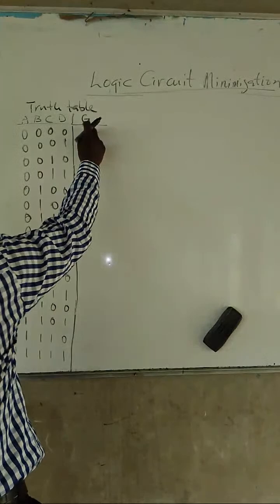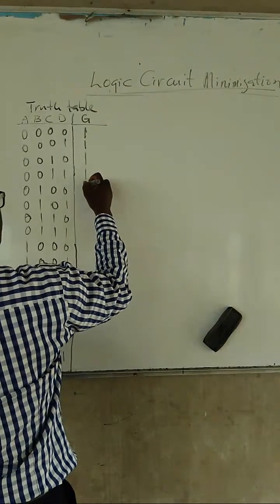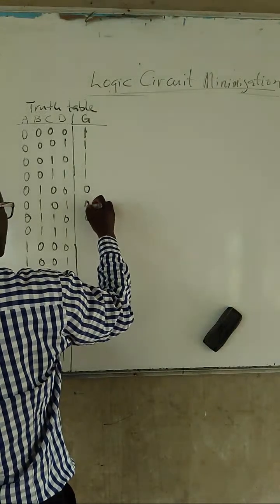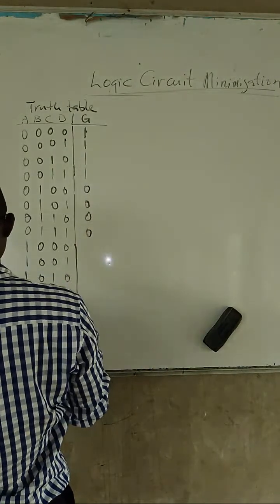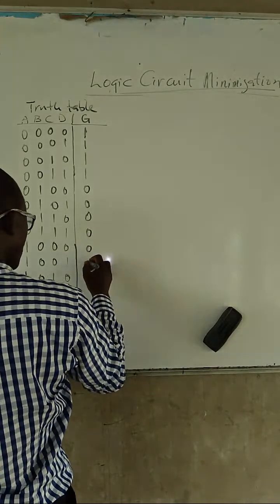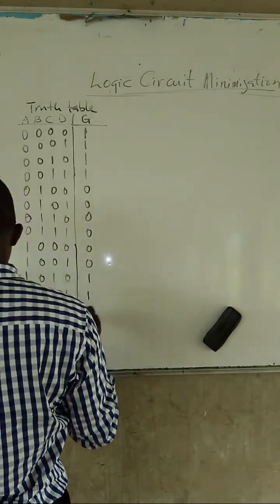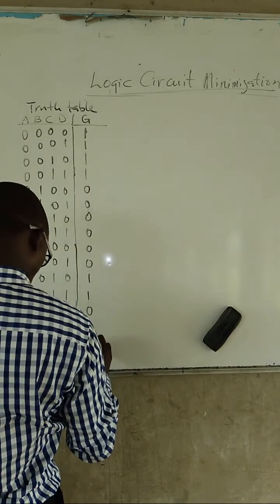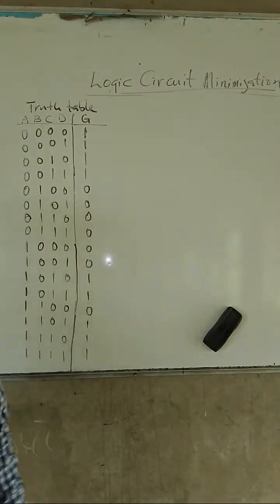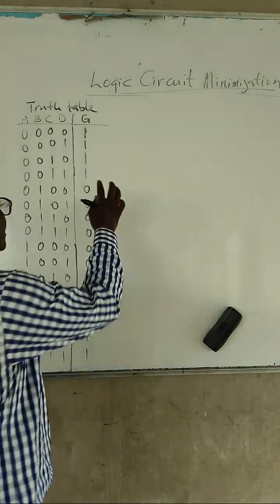Then they gave us the output of the truth table as this. We have 1, 0, 0, 0, 0, 0, 0, then 1, 1, 1, 1, 0, 1, 1, 1. Very interesting truth table. So from the combinational logic circuit, this is the truth table that was generated, and we're going to simplify that using a Karnaugh map.